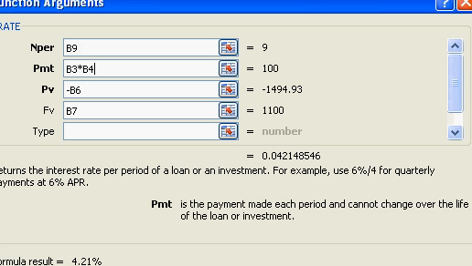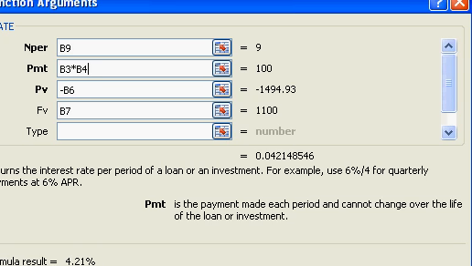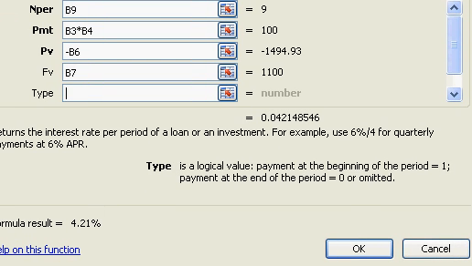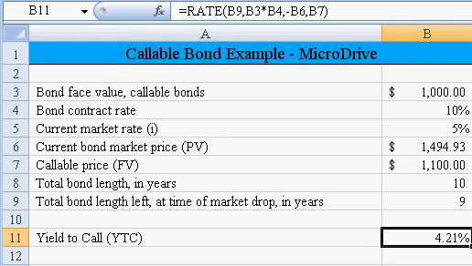What type stands for is whether it's an annuity due or a normal annuity. Normally we assume that the payments come at the end of the period, so we make it a normal annuity. There's the note there. You could put a 0 in there, but I tend to leave it blank. Either way is fine. When we're done, Excel calculates a rate of 0.042. It's formatted at 4.21% here. We hit OK, and that's how we determine the yield to call.